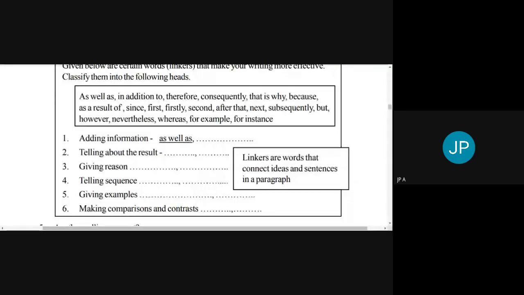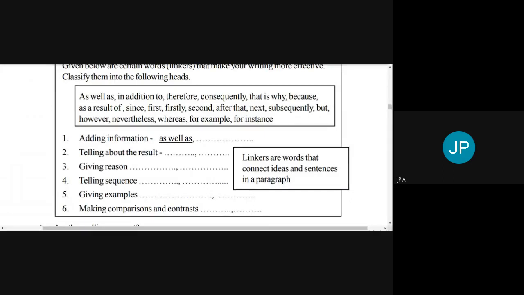When we use it in a sentence you can say, the above information is as important as the next information that we are going to give. So it has a connecting purpose there.